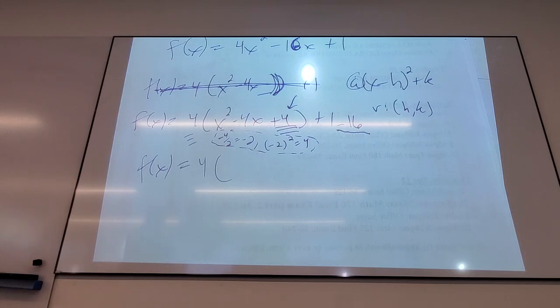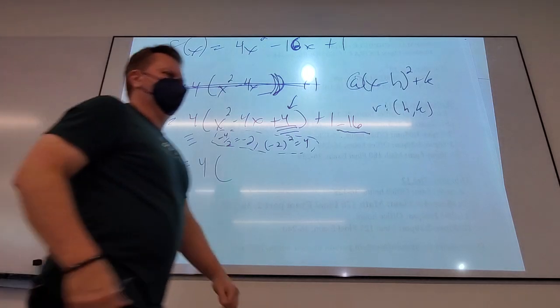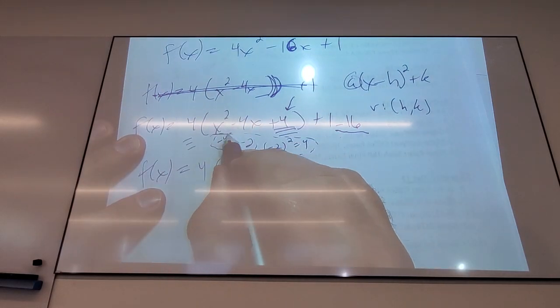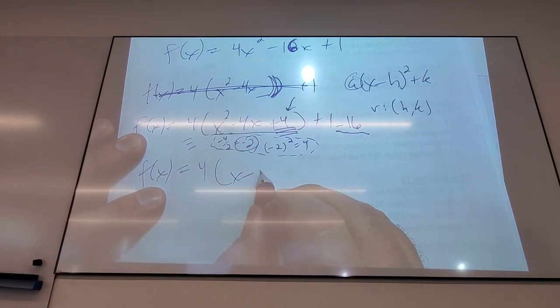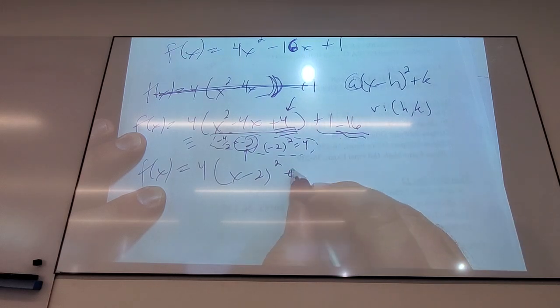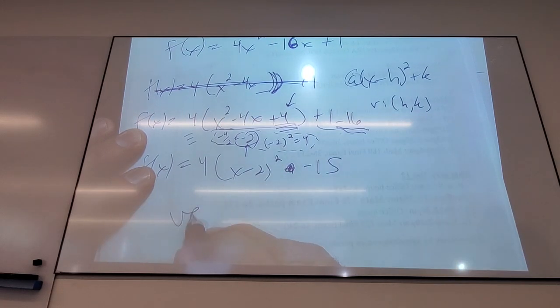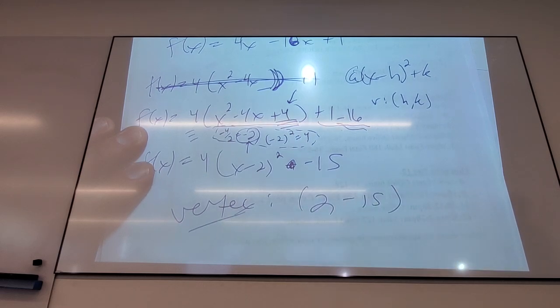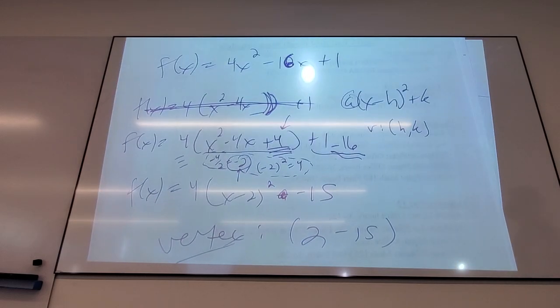And how does that factor? How does this factor? Like this: x minus 2 squared. What's out here? Minus 15. So what's the vertex? 2, negative 15. Yeah. What's the y-intercept?